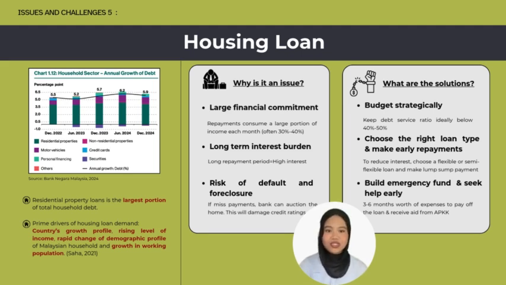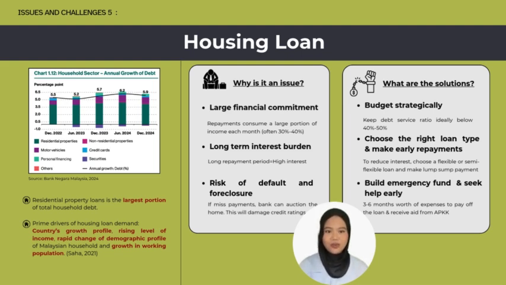The second issue is the long-term interest burden. Housing loans come with a long-term interest burden that many borrowers underestimate. Although monthly repayments may seem manageable, interest compounds over time, especially with long tenures. If borrowers don't make early repayments or fail to choose the right loan structure, they may end up paying far more than necessary. This increases overall debt pressure and limits their ability to plan for other goals such as retirement or children's education.